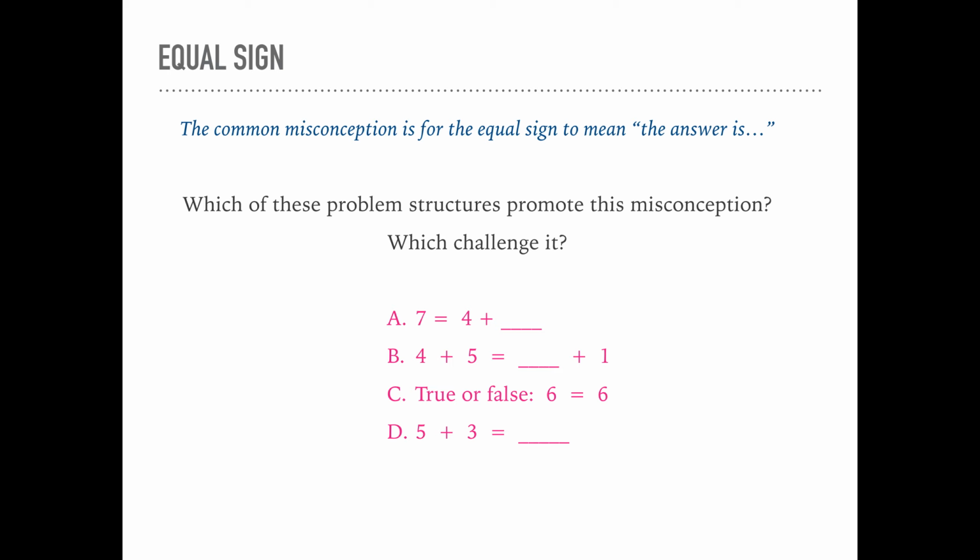C is interesting because they don't have to do anything. So it's just conceptually, what does the equal sign mean? Is the left side the same as the right side? And there's nothing wrong with D. D is fine to ask a question, but if all of your questions are like D, you can see how kids might get a wrong idea if that's the only way they're seeing it.